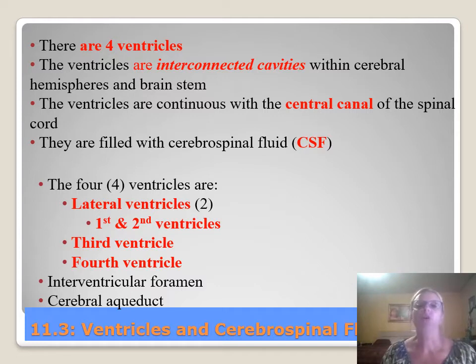The third ventricle is in the midline of the brain, beneath the corpus callosum. All right. And then the 4th ventricle is in the brain stem, so it's just anterior to the cerebellum.